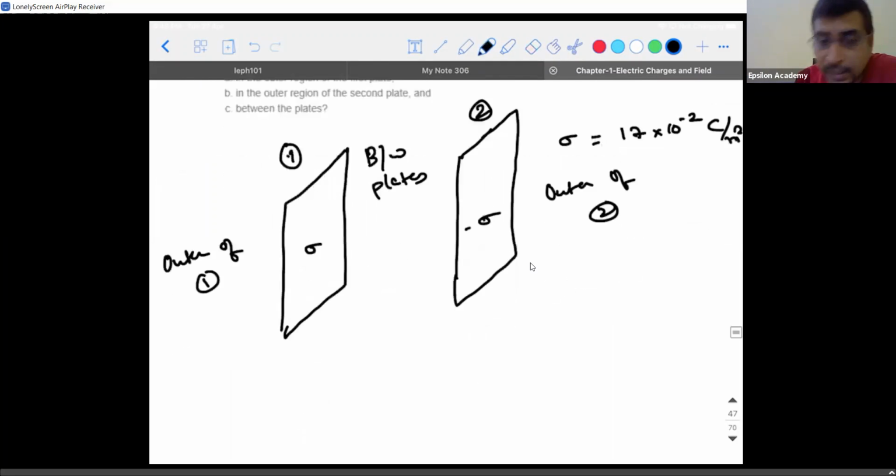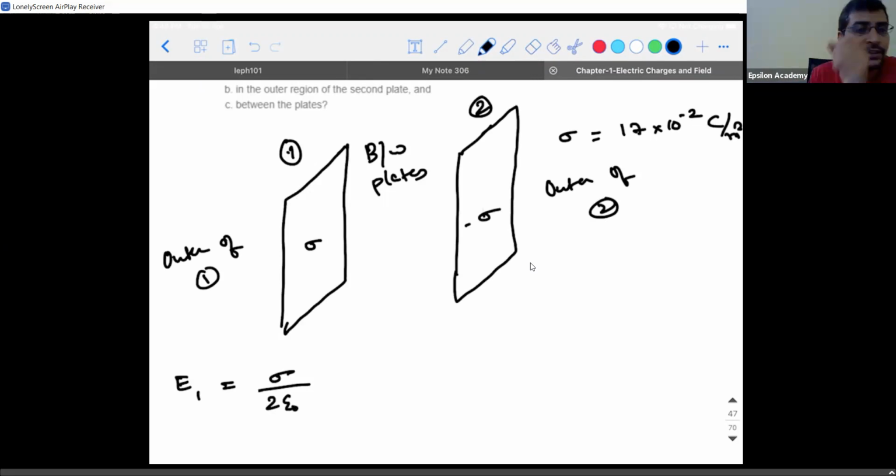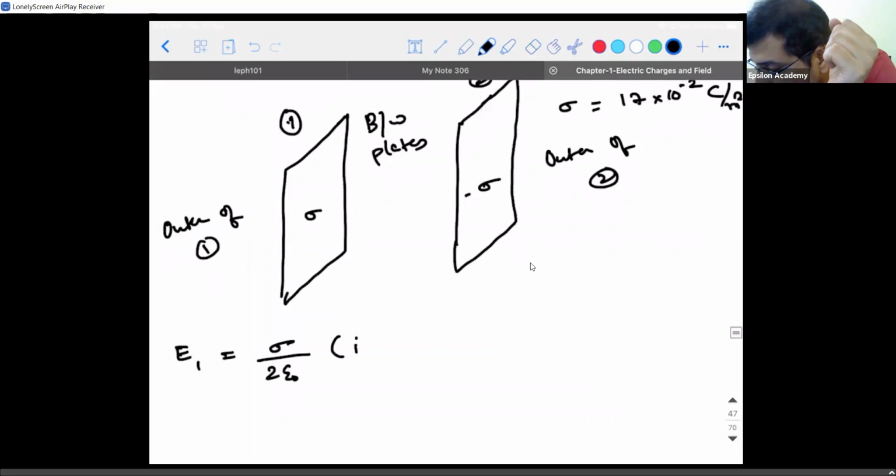So first of all, what is the electric field due to a plane sheet? So the electric field due to the first plane sheet is how much? Is it not sigma divided by 2 epsilon naught due to one of the sides? Correct, Arun? Yes or no? So it is sigma by 2 epsilon naught times i cap.